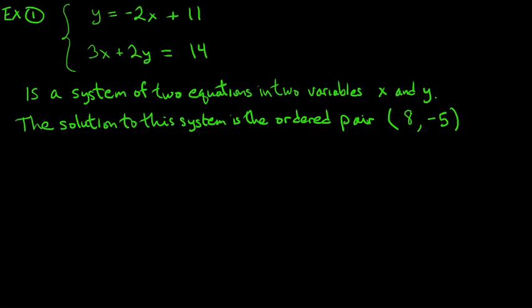Here's our first example of a system of 2 equations in 2 variables. We have the equation y equals negative 2x plus 11, and 3x plus 2y equals 14. Those are 2 equations. I tend to label them as equation A and equation B. You can call them 1 and 2, or use different labels so we know which one is which.